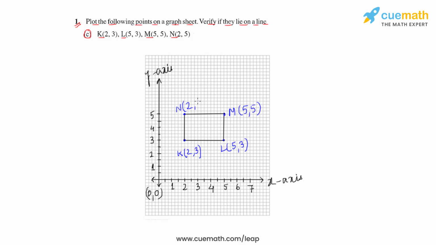So hence we see that we are getting a figure which does not represent a straight line. Hence we can say that all these 4 points will not lie on a line. And this is how we are going to answer the first question of this second exercise.